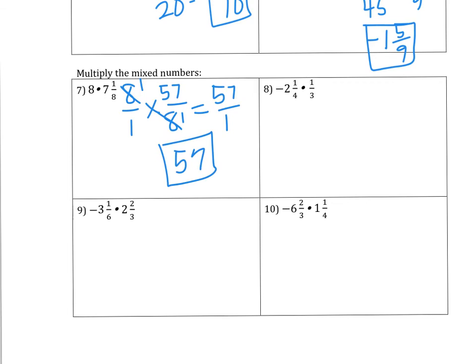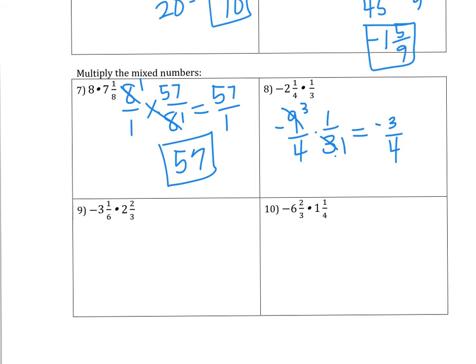Number 8, -2 1/4. I'm going to turn that into 4 times 2 is 8, plus 1 is 9. So that's -9/4 times 1/3. Again, I'm going to cross-reduce here. So if I have a 9 on the top and a 3 on the bottom, 3 goes into both of those. 3 goes into 9 3 times. 3 goes into itself 1 time. And so my answer is going to be a -3/4. It's just a quicker way to do it.